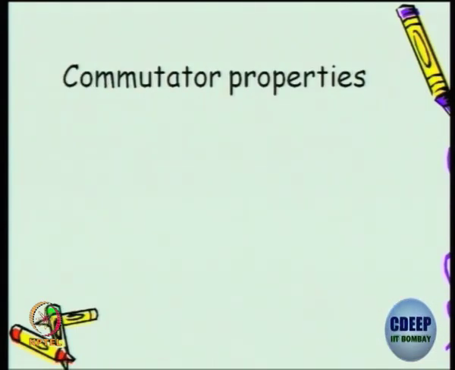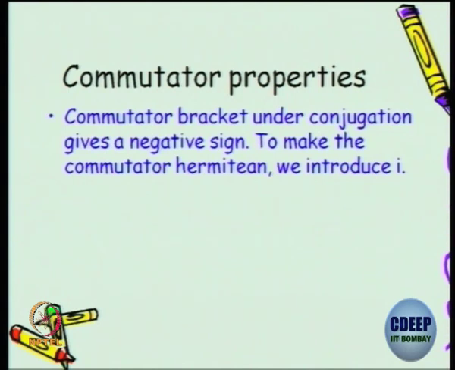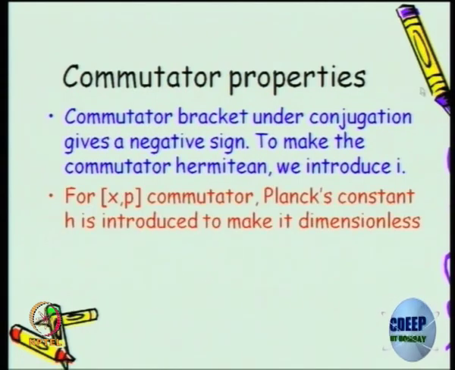So these are some things which you can play around. This I already said: if you take the conjugate and transpose of two operators, what we showed is that the commutator of A comma B is the same as negative of the commutator of A comma B dagger, right? So it is not Hermitian. To make it Hermitian, we introduce an I. For the XP commutator, you need a dimensionless constant. Whatever the dimension, you have to introduce the Planck constant so that the dimensions on both sides are matched.